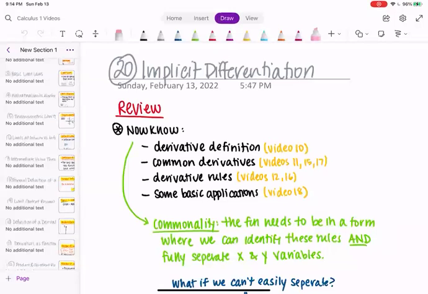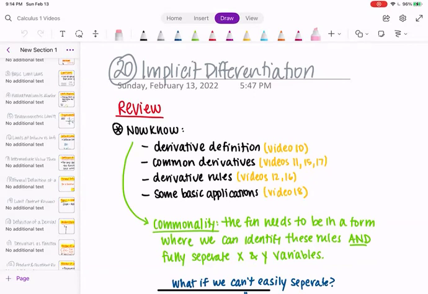We also know common derivative rules, right? Product, quotient, and chain rule. Those are in videos 12 and 16. And lastly, we know some basic applications, and we started covering that in video 18, but the largest chunk of applications will happen in this next module. So the content between derivatives review part A and derivatives review part B.